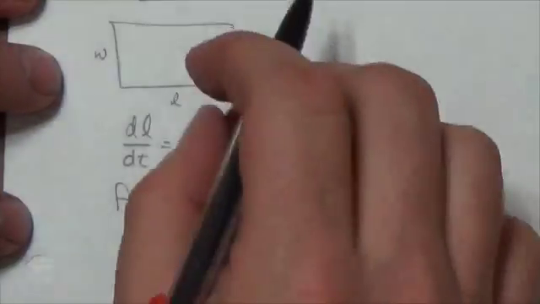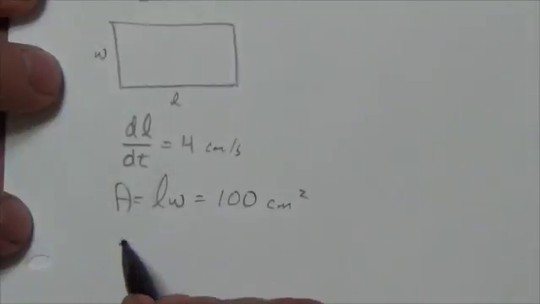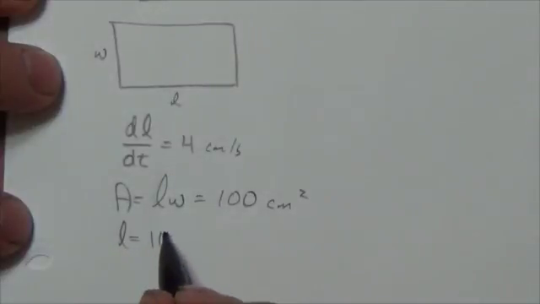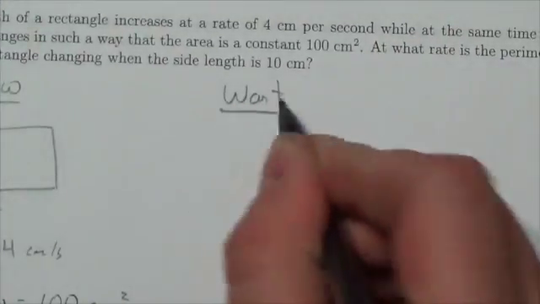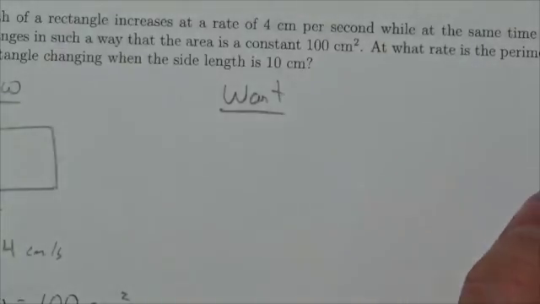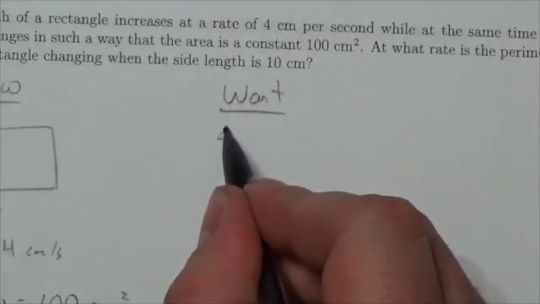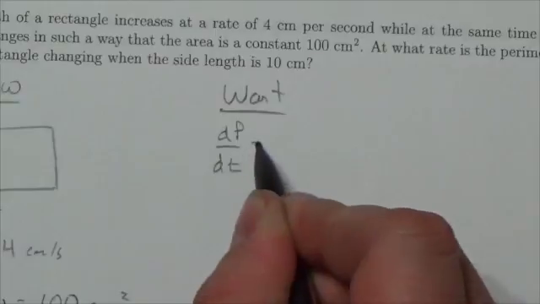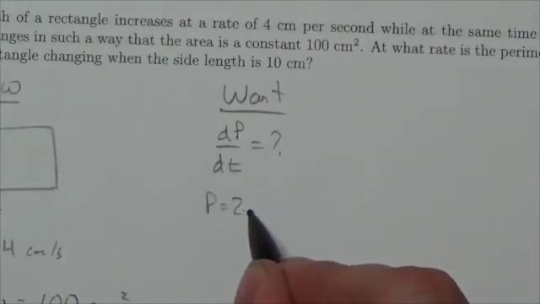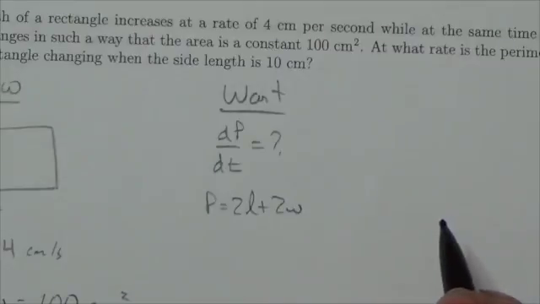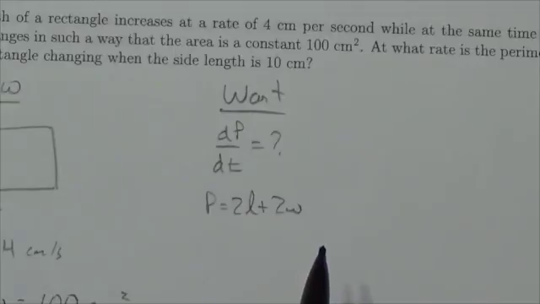So we know at some point that we're going to be looking at it at the relationship where the length is going to be 10 centimeters. Okay, now I'm going to look at what I want. What I want out of this question is at what rate the perimeter of the rectangle is changing. So I'm looking for dP/dt. I don't know what that is. And I know that the perimeter here is going to be 2 times the length plus 2 times the width. Okay? All right.